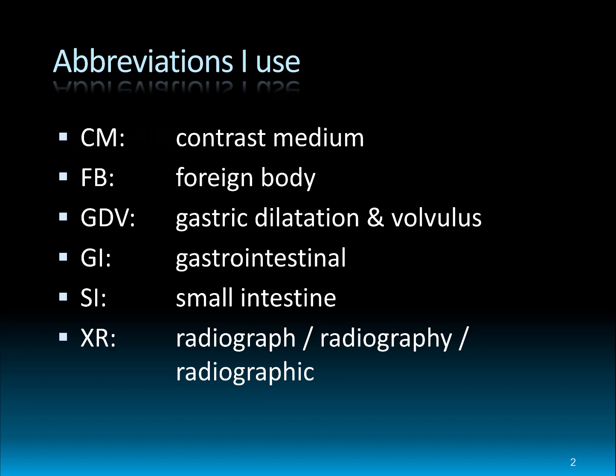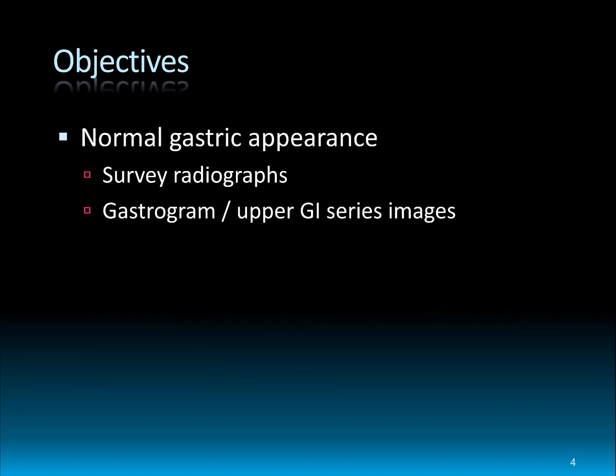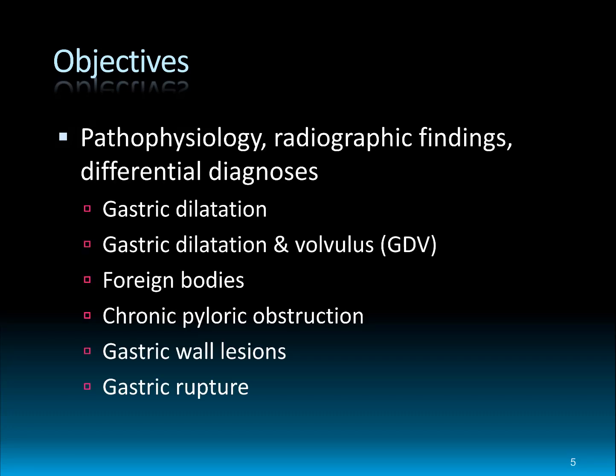Here are the ones that you can come back to for reference. The objectives are not too surprising. Identify procedures that we can use to evaluate the stomach, what their advantages are, what their disadvantages are, recognize the normal appearance of the stomach on survey radiographs as well as with contrast procedures, and then know about the pathophysiology and findings in various disease states of the stomach.